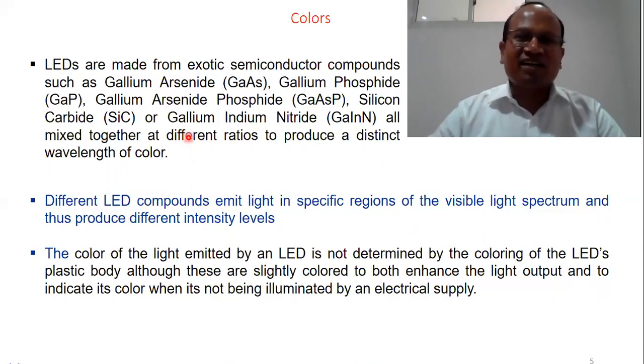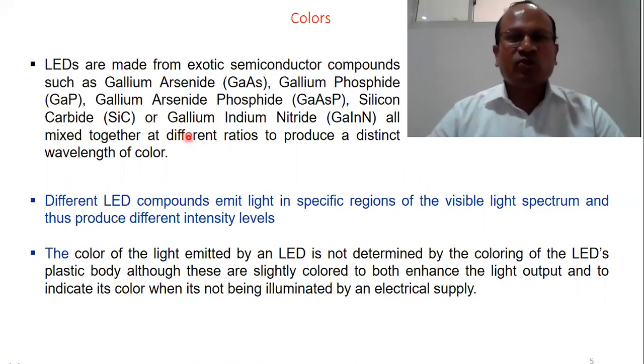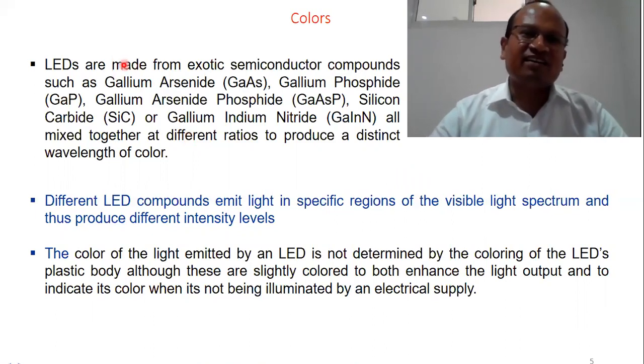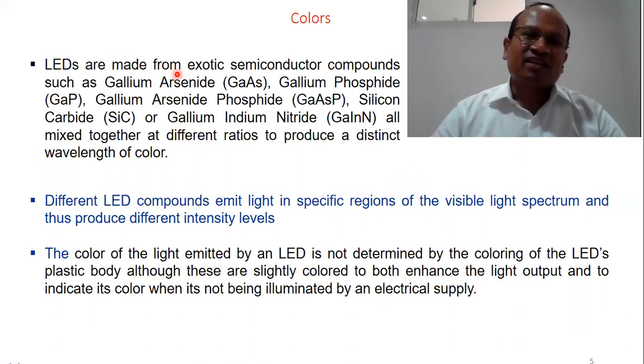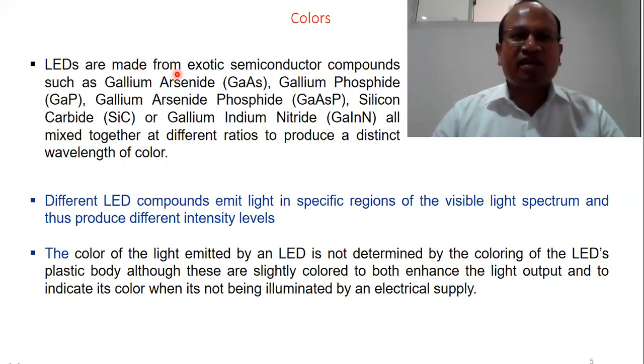In ordinary semiconductors, you all know that silicon and germanium, which are basic elementary semiconductor materials, are used. But you see here gallium arsenide. Gallium is a metallic element, arsenic is a metallic element. But the compound material, gallium phosphide, phosphorus is a metallic element. Gallium is metallic, but gallium phosphide behaves as a semiconductor. This is a direct band gap semiconductor.